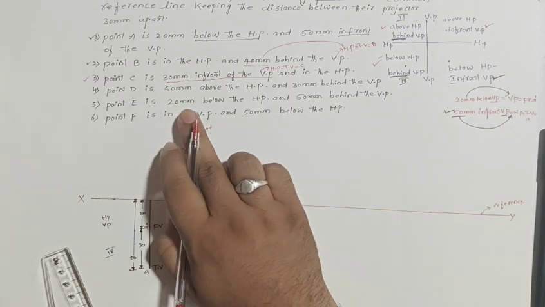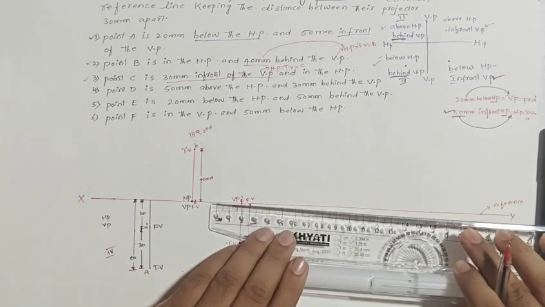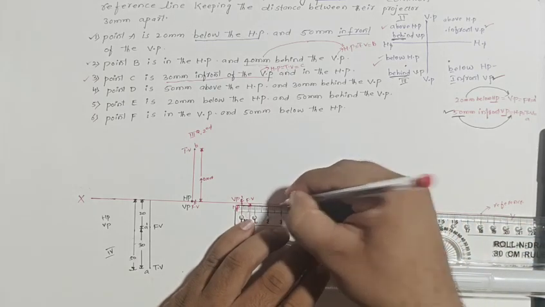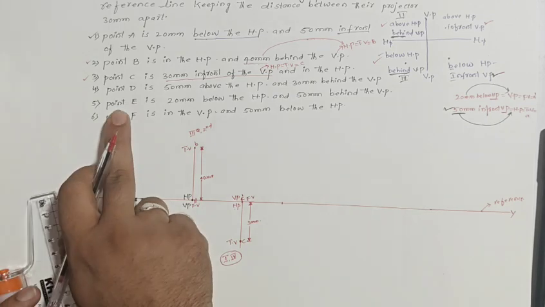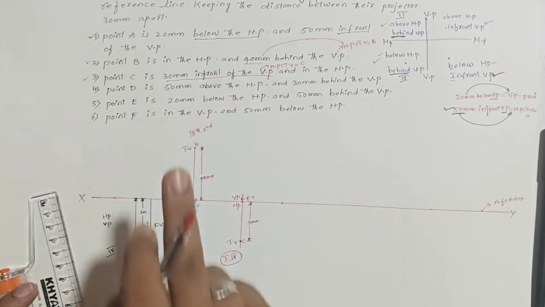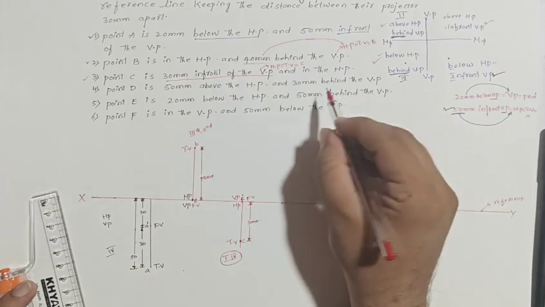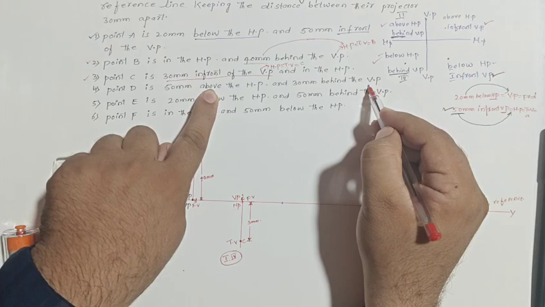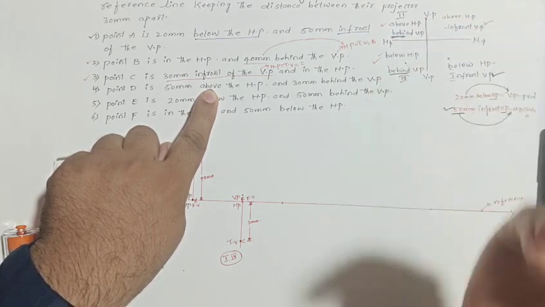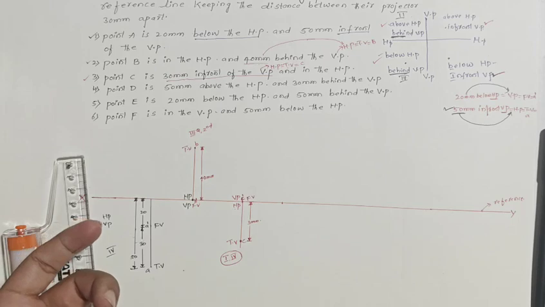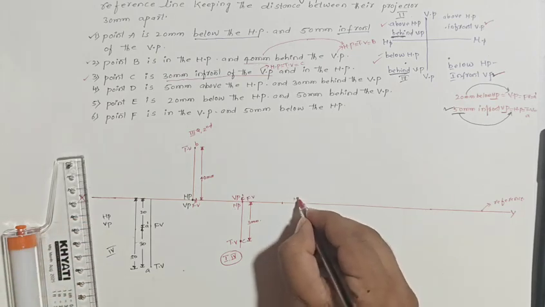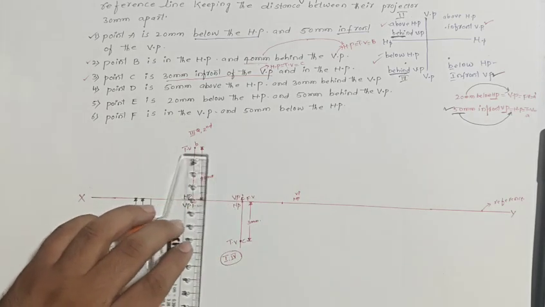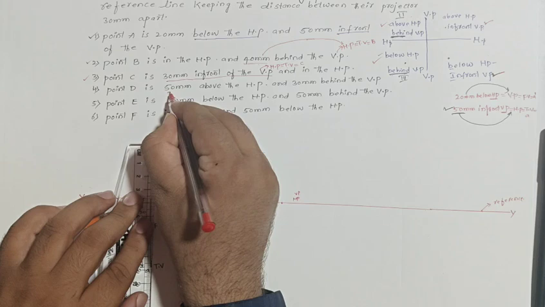A point D is, again, we have to measure a distance. Okay, mark over here. A point D is 50 mm above the HP and 30 mm behind the VP. Above and behind, where does it lie? It lies in the second quadrant. Clear? What is the second quadrant formula? We know that here the HP and VP both are above the reference line.